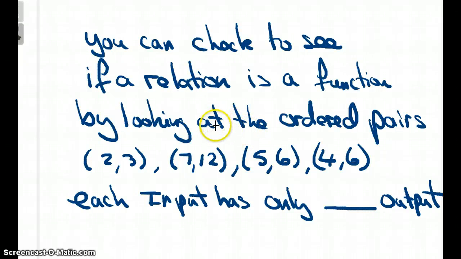We can take a look at whether a relation is a function by looking at the ordered pairs. So here we have 2, its output is 3. 7, its output is 12. 5, its output is 6. And 4, its output is 6. Each input has only one output. So this is a function.